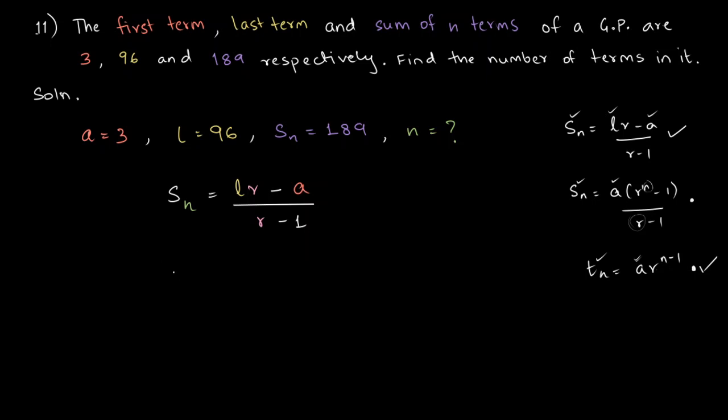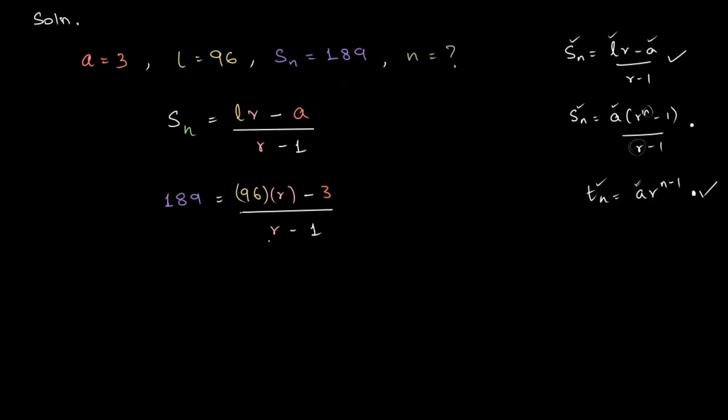So 189 is equal to L, the last term we know is 96, into R, which is an unknown, so leave that as it is for now, minus A we know is 3, divided by R minus 1. So again, R is still the unknown. Okay, let's rearrange this equation to get the value of R.